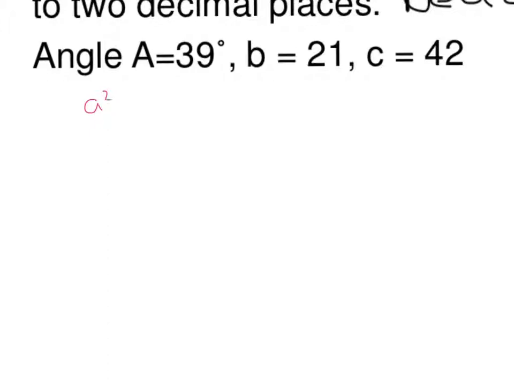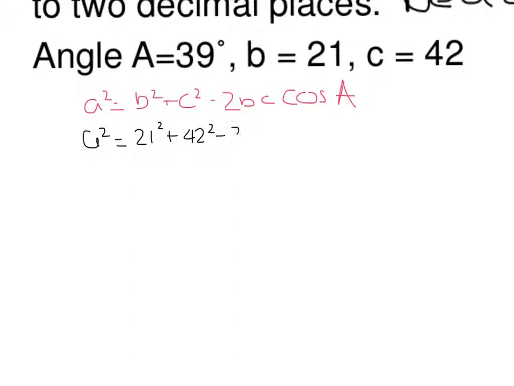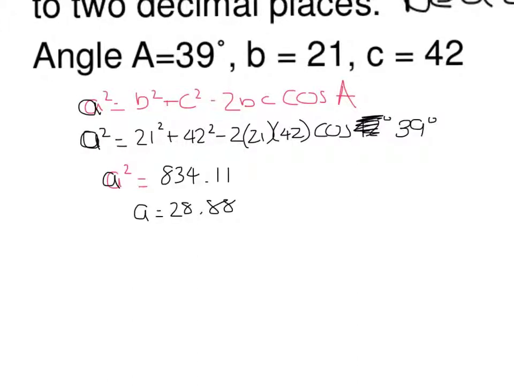Again, that formula is a squared equals the two other sides squared minus twice those two sides times the cosine of the angle of the side I'm looking for. So now I'm going to just do straight substitution. So a squared equals 21 squared plus 42 squared minus 2 times 21 times 42, and then cosine of 39 degrees. So let's put that in our calculator. All right, so here's our solution for side A.